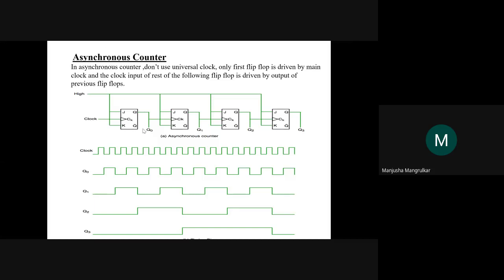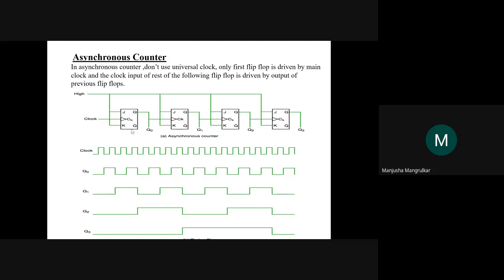You can see the example. This is a 4-bit counter. Now this is 1 bit, 2 bit, 3 bit, 4 bit, right? Sorry, always the first bit is the LSB and the last bit is the MSB, right? So our data will come first at the LSB.